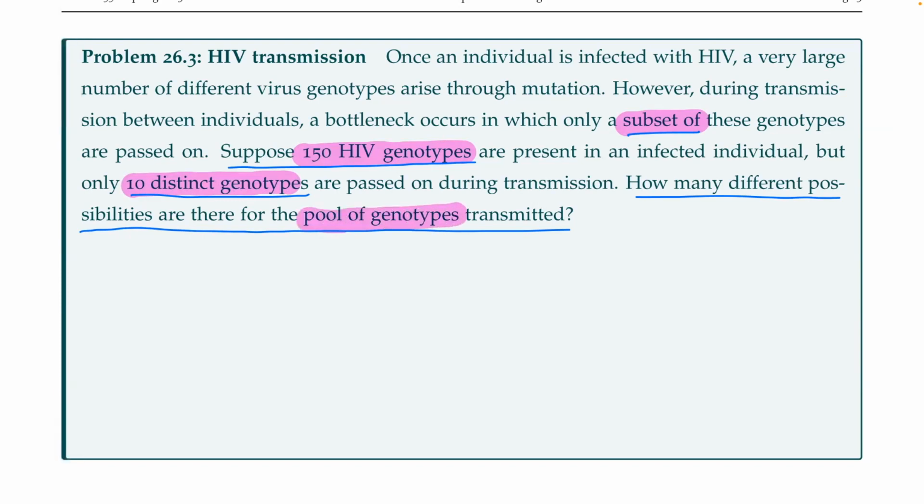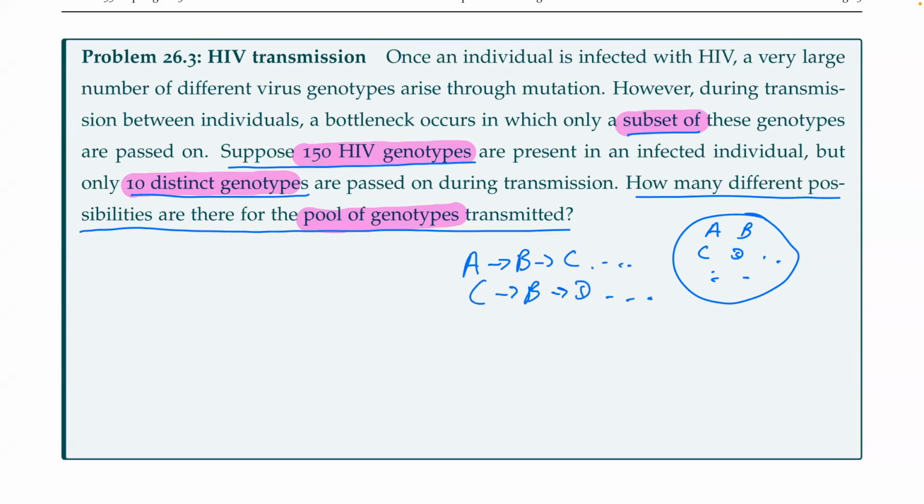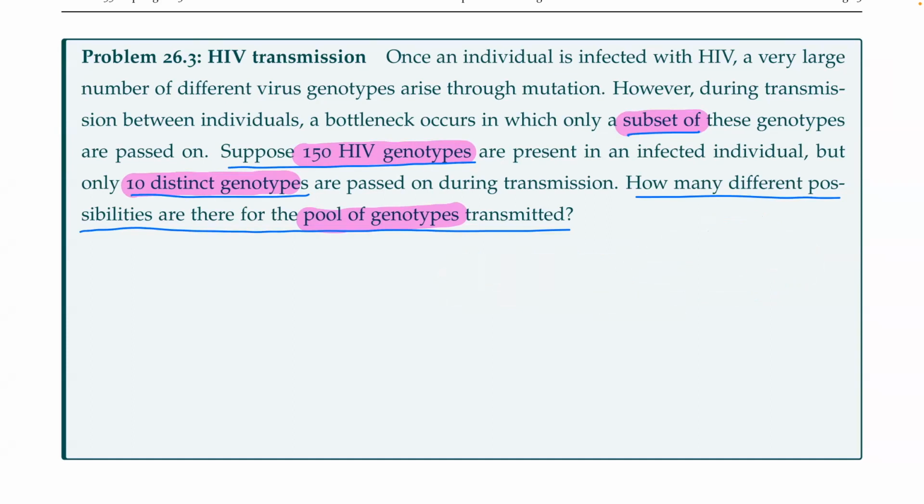Because it's asking for a pool of genotypes, you can imagine this as being genotype A, B, C, D, and so on. There's no ordering in this pool, right? So this is not a question of permutations. We don't care if an individual gets genotype A, then genotype B, then genotype C, or C, then B, then D, and so on. It's just a pool of genotypes, so it's an unordered problem. That means we need to use combinations, so we need to use N choose K.